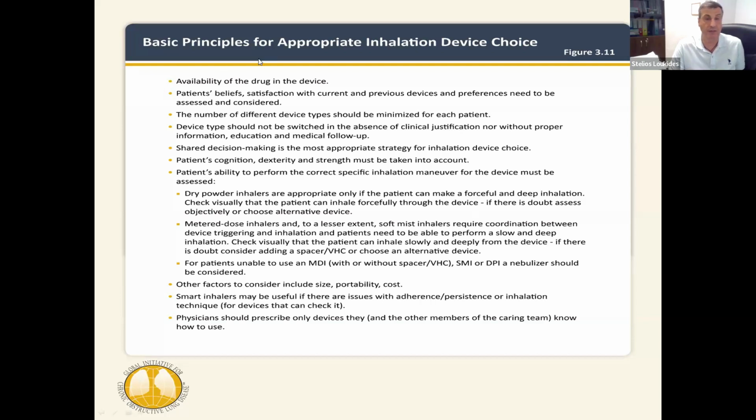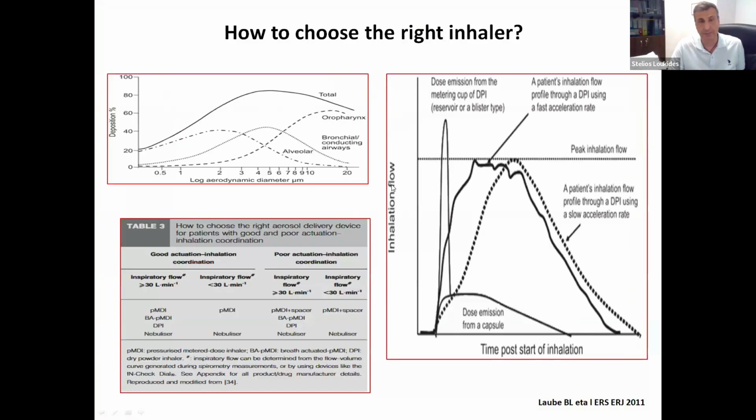You can see, first of all, the availability, the patient's belief and satisfaction, the device type, shared decision making, and checking whether the patient is able to perform the specific inhalation maneuver, either for the DPIs or for the MDIs. And also other factors you have to consider are the portability, the cost, and of course, when you prescribe an inhaler device, you have to be in accordance with patients' preferences.